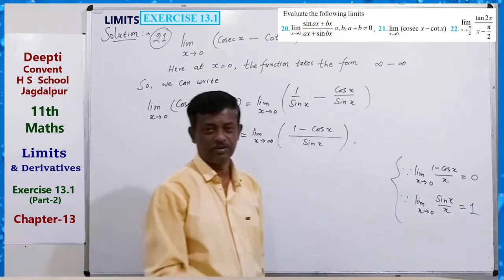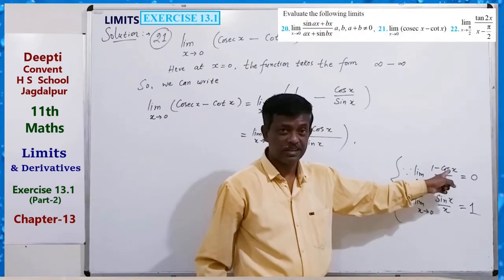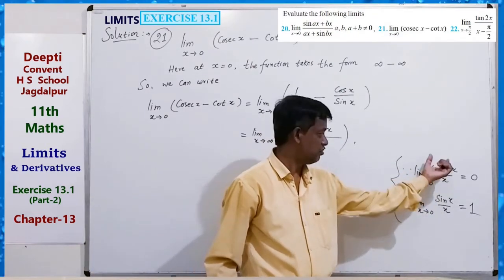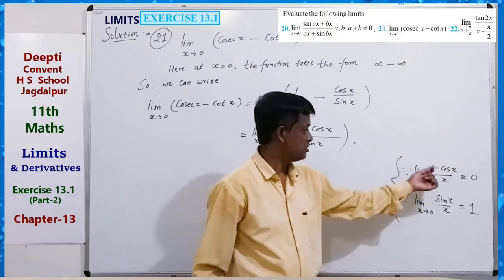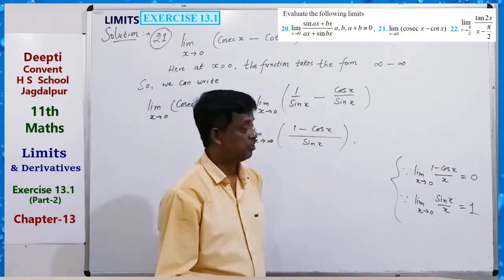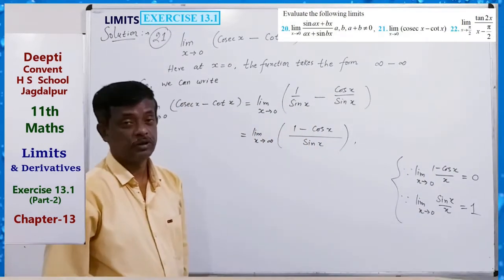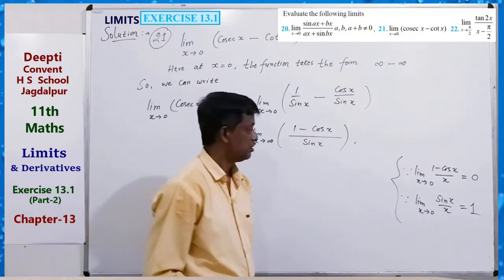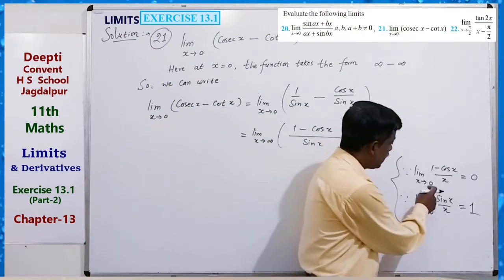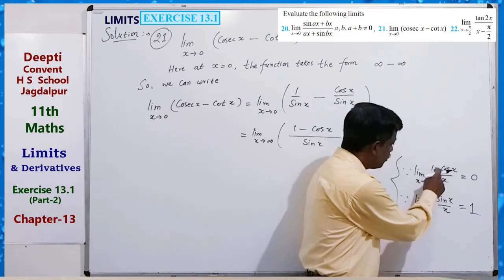These are formulas we know. This is also a formula. The cosine series you can use here, or otherwise you can also use the formula for cos 2 theta here. Okay, the limit as x tending to 0 of 1 minus cos x upon x.